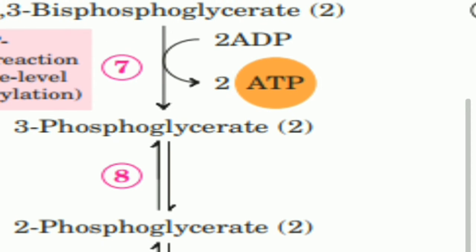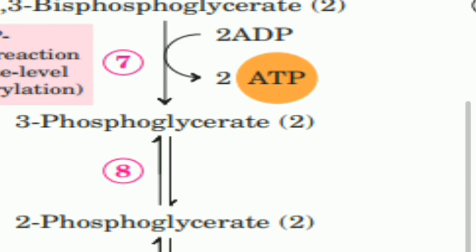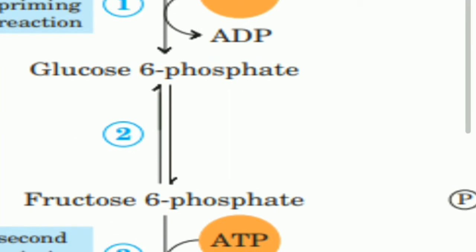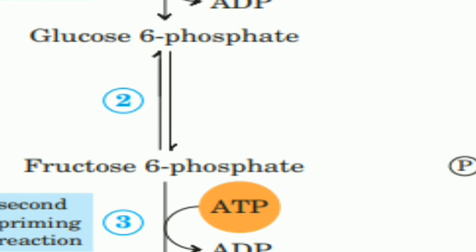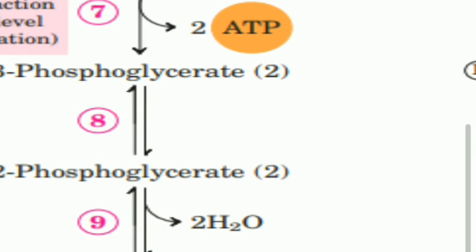So four ATP are produced in total, along with NADH, but 2 ATP are used in this process. The first and third reactions use 2 ATP molecules. So the net product is 2 ATP and NADH.